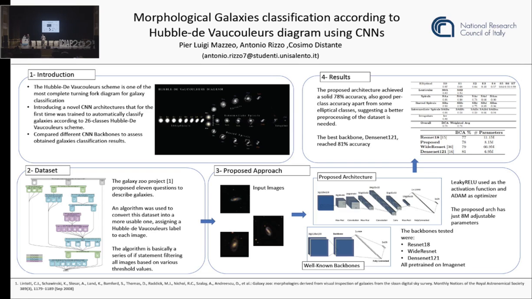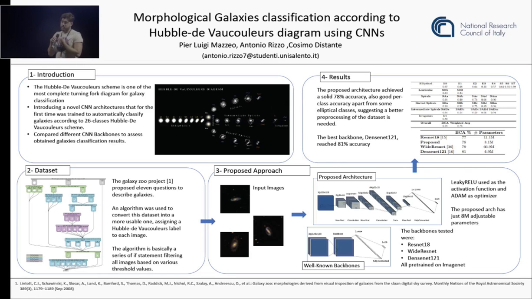Hi, I'm Antonio Rizzo, and I study computer engineering in Trento, also working as a software developer in ViaSoft. I want to present to you the paper I wrote with Pierluigi Mazzeo and Cosimo Distante. Basically, we created a convolutional neural network that is capable of classifying galaxies based on the Hubble-de Vaucouleurs scheme. This scheme divides galaxies into 6 macroclasses. We have elliptical, lenticulars, then spiral intermediate, barred, and unbarred, also irregulars.